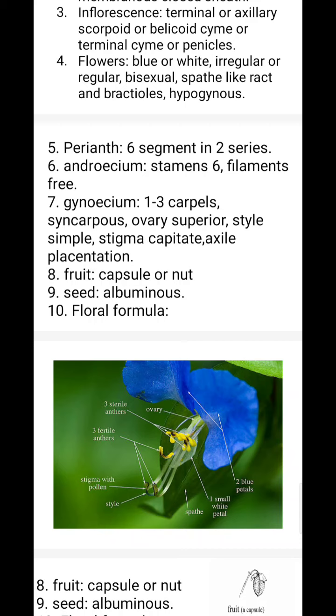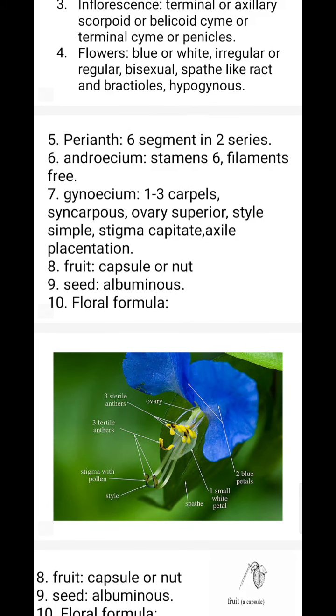Flowers are irregular and bisexual. Then spathe-like bract and bracteoles are present. You have to see on the side of this flower there is a green colored leaf-like structure, that is the spathe. And some bracteoles are also present in these flowers, and it shows the hypogynous condition. That means below the ovary all floral parts are present.